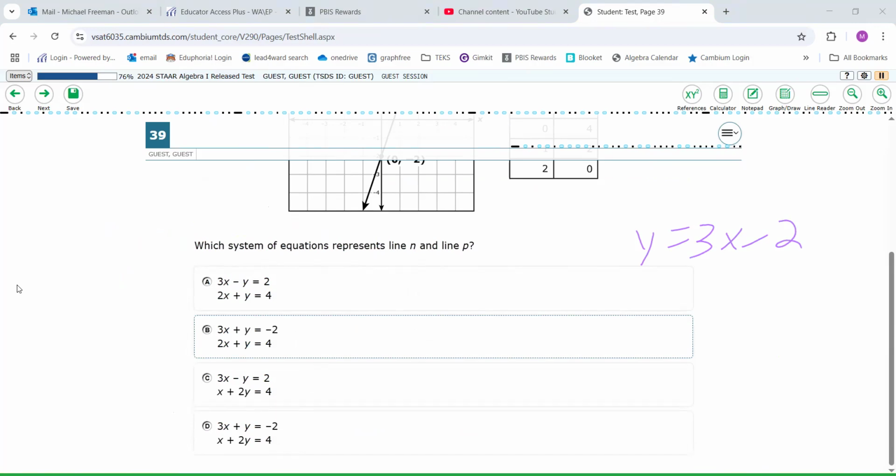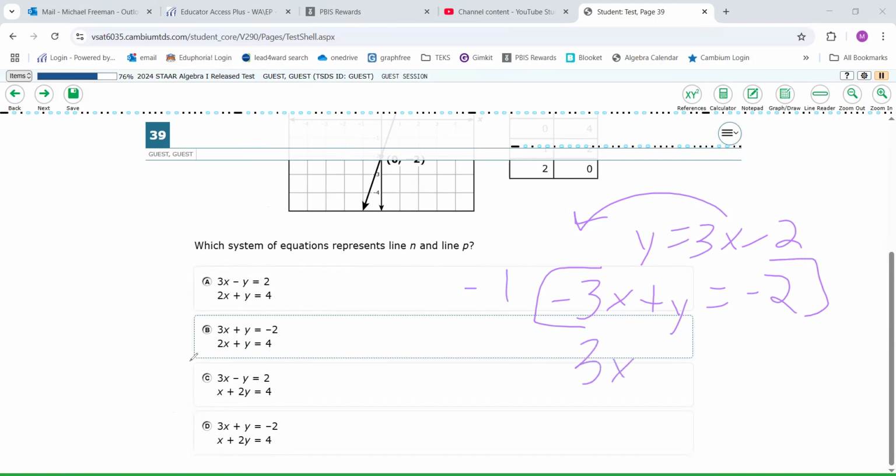In standard form, my x's and y's are on the left. So I have to move this 3x to the other side. If it's positive 3x, when I flip it, it's negative 3x plus y equals negative 2. But our a value is always positive. Since it's negative, I have to multiply the entire equation by negative 1. So I get 3x minus y equals 2. I see that here, and it's not there. I see that here, and it's not there. So now I know it's either A or C, because I know the equation of the graph is 3x minus y equals 2.